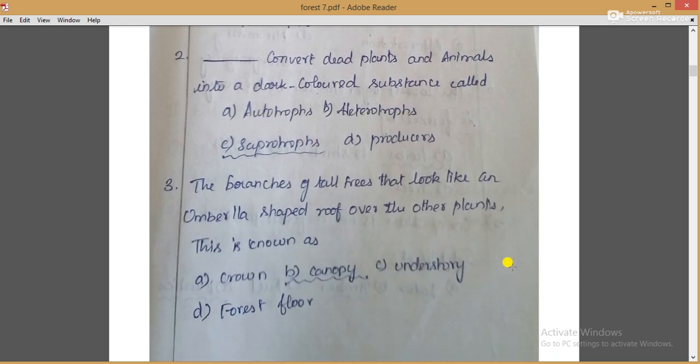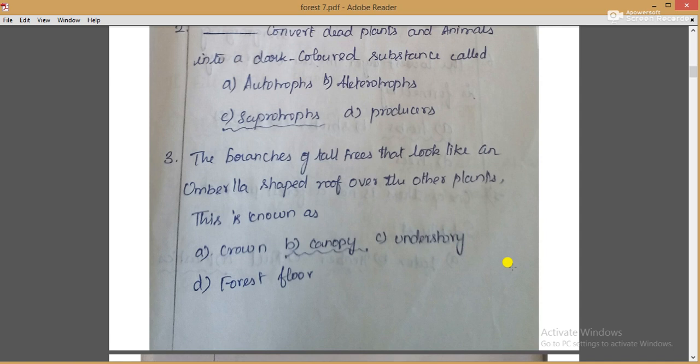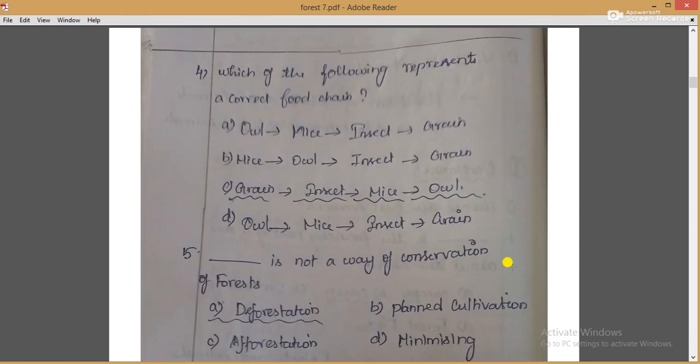Third one is: the branches of tall trees that look like an umbrella shaped roof over the other plants are known as what? The umbrella-like shape is roughly triangular. What are the options? Crown, canopy, understory and forest floor. So the answer is canopy.